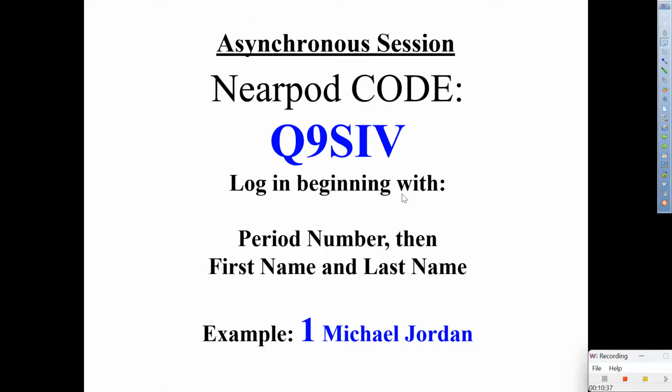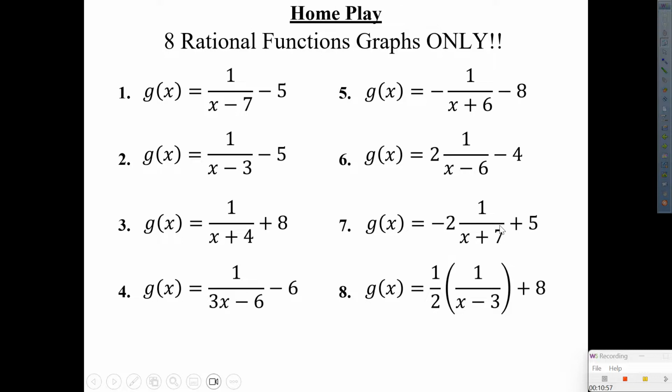All right, copy this code, Q9SIV, and in there you should have access to the home plate. However, just in case the code doesn't work, get your phones out, take a picture of that.